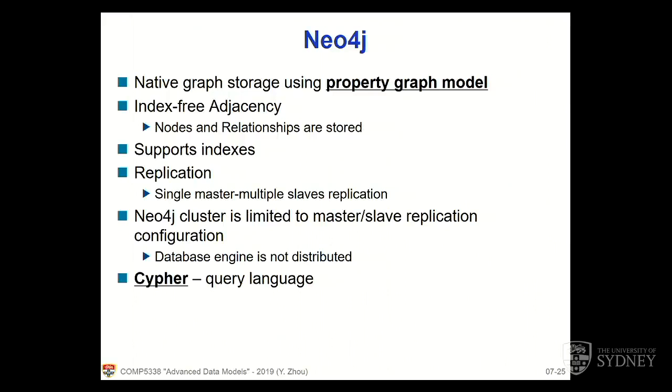Neo4j is a quite popular open source graph storage system. In particular, it provides native graph storage, and we will see the actual storage organization next week. It does have a few interesting properties like index-free adjacency. It supports indexes and replication. But again, similar to MongoDB, its database engine itself is not really distributed. It's a single node one, but it does support replication and a few other things.